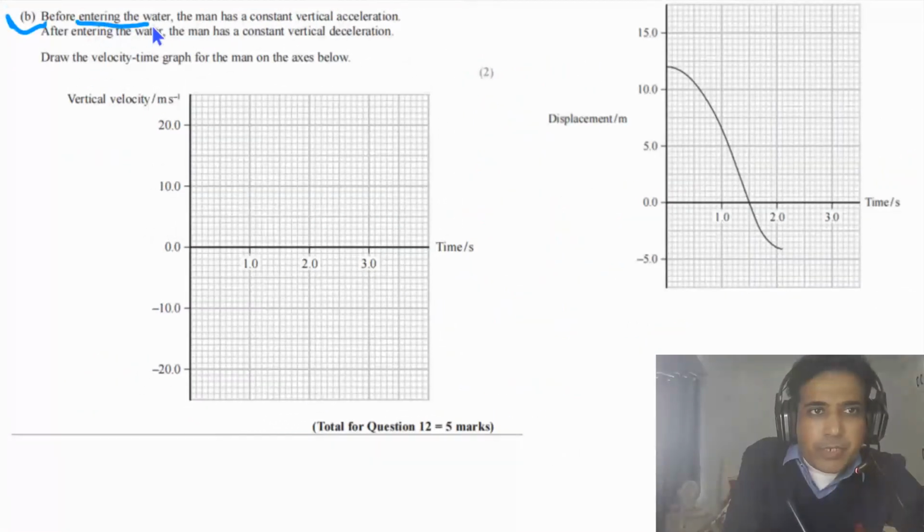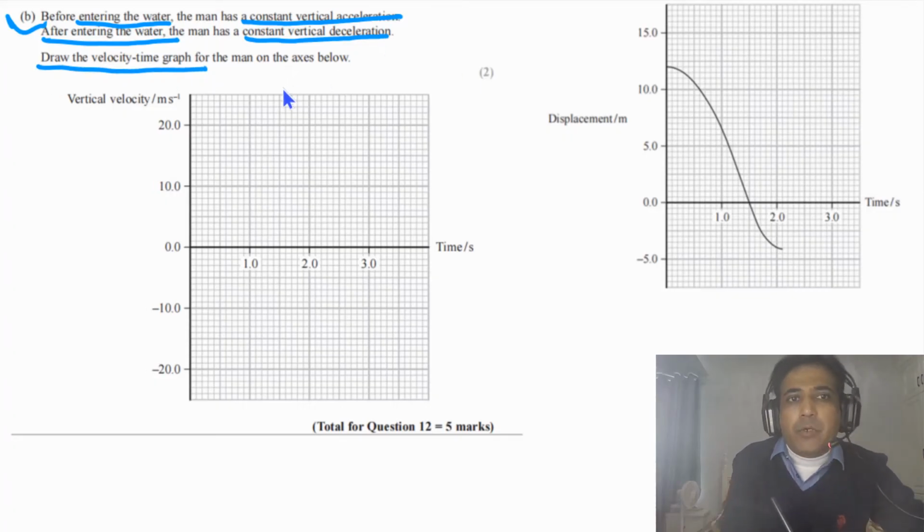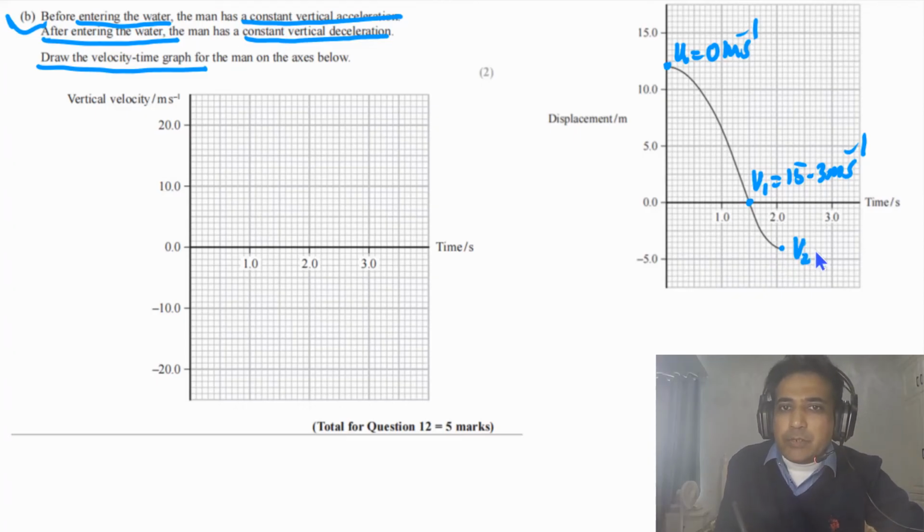Part B says before entering the water the man has a constant vertical acceleration. After entering the water the man has a constant vertical deceleration. Draw the velocity time graph for the man on the axis below. If you look at the displacement time graph, we have already said that the initial velocity is equal to 0, and at time 1.5 seconds we have found the velocity v was equal to 15.3 meters per second. Now if you look at this point, the gradient is 0, which means the final velocity is also equal to 0.